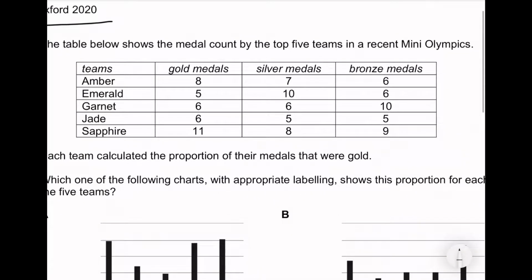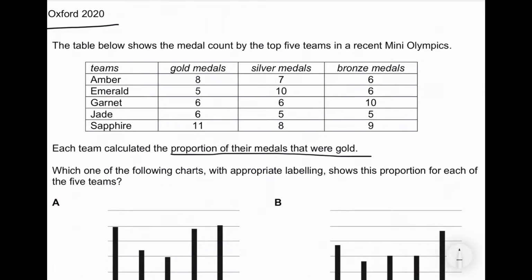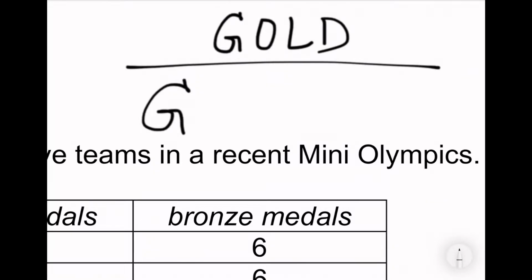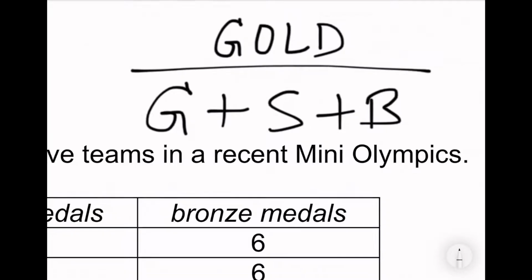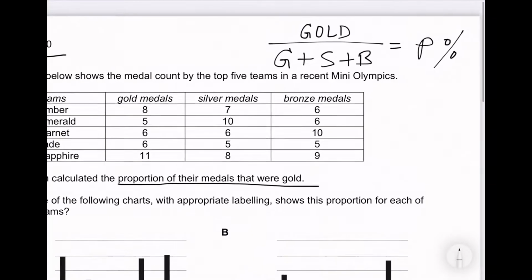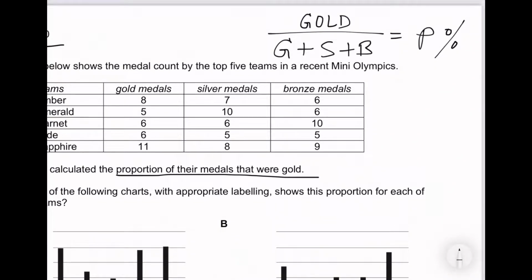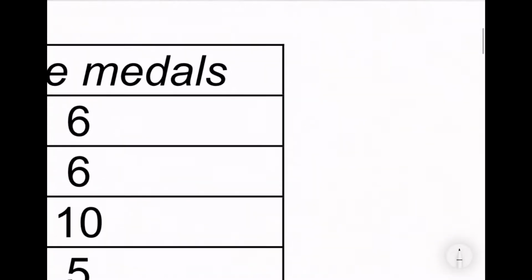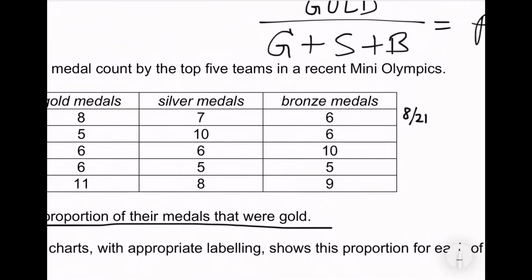Team Amber got 8 gold medals, and they got 7 silver and 6 bronze. So the proportion of medals that were gold would be obviously the number of gold medals divided by the number of gold plus silver plus bronze. That would be the percentage, right? Okay. 8 plus 7 plus 6 equals 21, and 8 out of 21 were gold. Okay, next one.